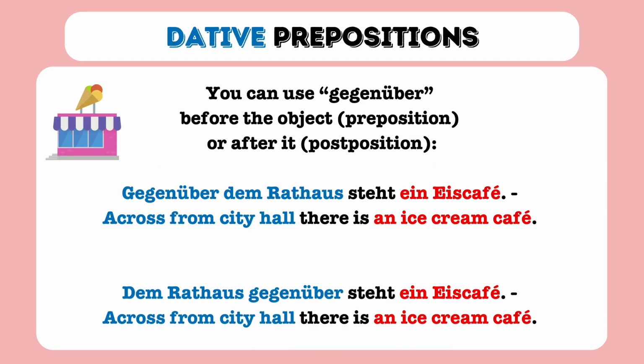You can use gegenüber either before the object or after the object, meaning that it could be a preposition, like we've been talking about, or it could be a postposition. It doesn't really make any difference one way or the other. For example, Gegenüber dem Rathaus steht ein Eiscafé. Across from the City Hall, there is an ice cream cafe. Dem Rathaus gegenüber steht ein Eiscafé. Across from the City Hall, there is an ice cream cafe. Again, it doesn't matter if it is gegenüber dem Rathaus or dem Rathaus gegenüber.